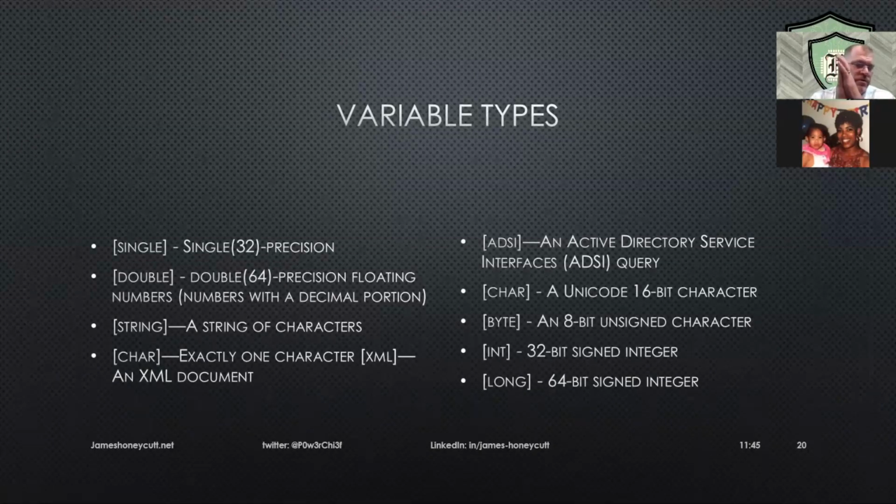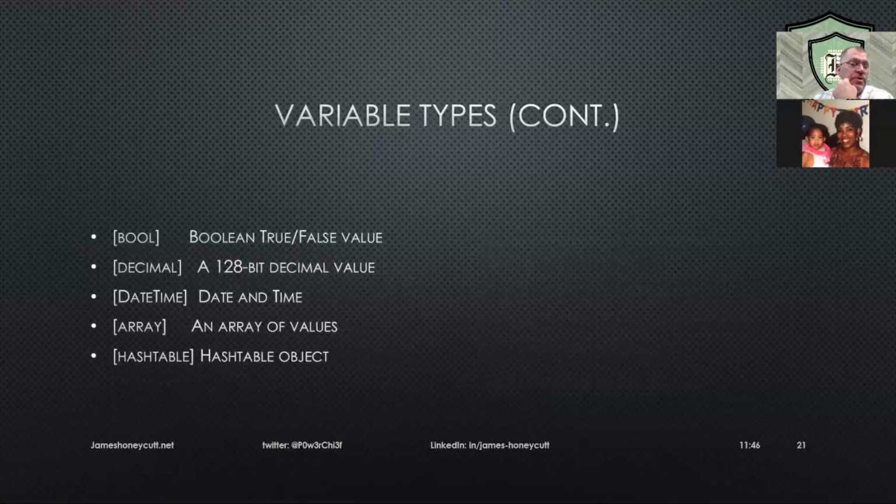So you have single, which is a 32-bit integer. Or no, the ints are 32-bit assigned to integers. The singles are 32-bit. You have strings, you have characters, you have bytes. You have booleans, which are your true false. You use a lot of these for testing. You have decimals. You actually have a date time.